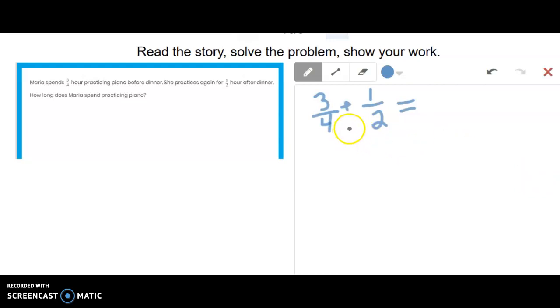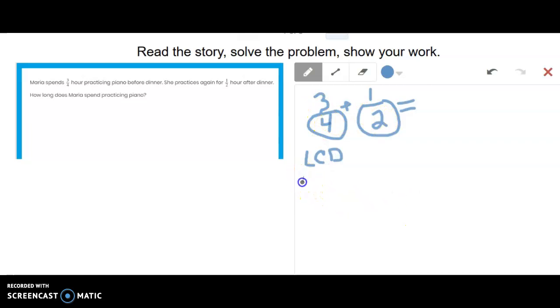We have learned that when we add fractions, our denominators have to be the same. In this case, we've got a 4 and a 2. They are not the same. They are not like denominators. So we have to make them like denominators. And in order to do that, we need to find the least common denominator for 4 and 2.